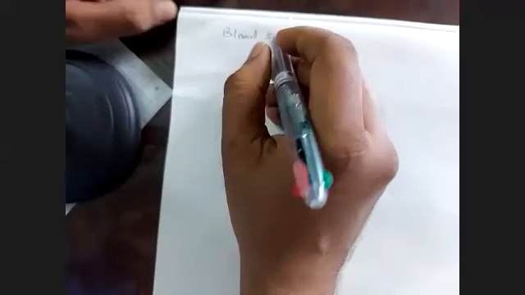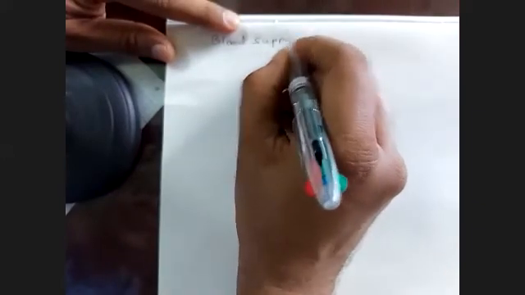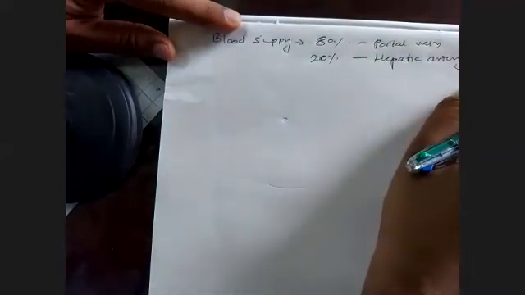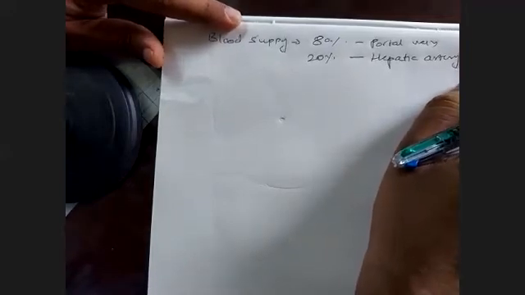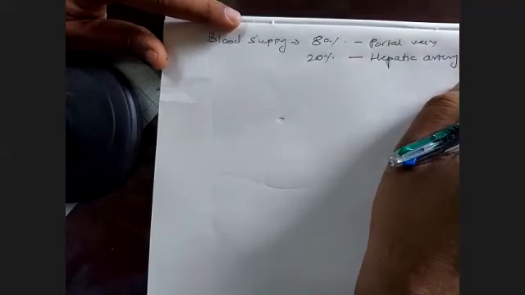Now let us talk about the blood supply of the liver. 80% of the blood supply comes from the portal vein. 20% comes from the hepatic artery. The hepatic artery will divide into right and left branches and then redivide.